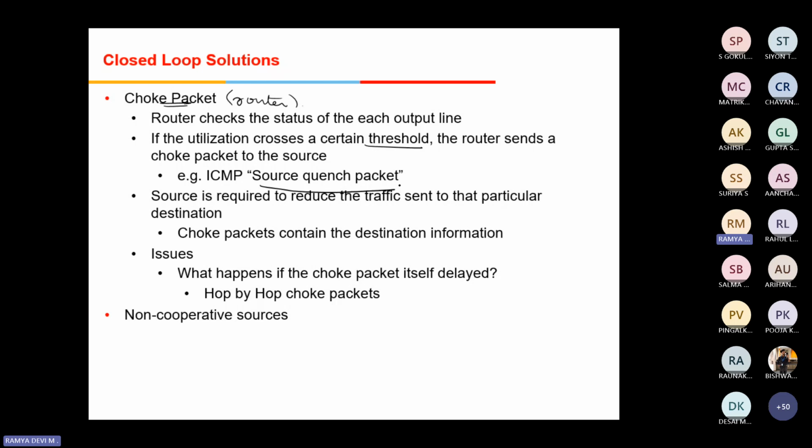The choke packet will contain which is the destination, which is the source, and what is the flow, so which flow is causing the congestion. All the details will be there in the choke packet. Once the source receives this choke packet, it will reduce the transmission. Instead of sending many more packets to the corresponding destination, it will slow down the transmission, so it will minimize the load on the congested router.